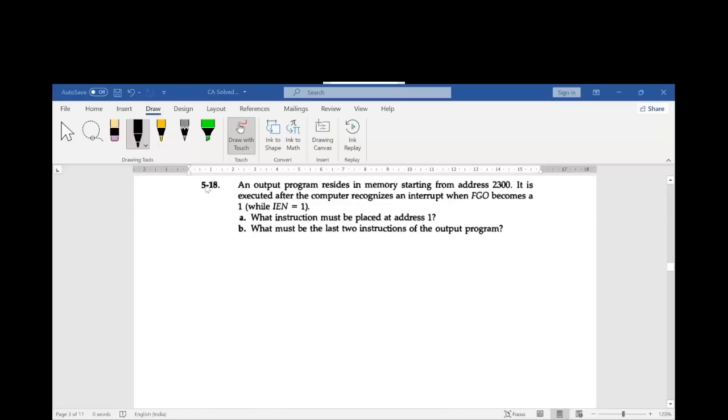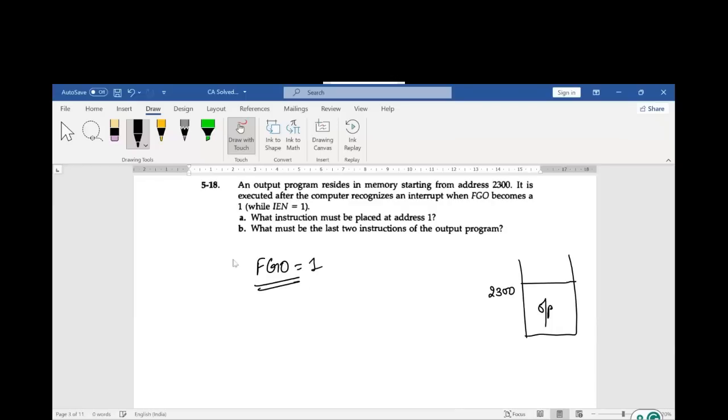Okay, let us see this one. An output program resides in memory starting from address 2300. Okay, so this is related to your IO, interrupt cycle you studied, right? So let us see that quickly. So here what is said is that you have your output program and its starting address is 2300. It is executed after the computer recognizes an interrupt, when FGO becomes 1. Now we are saying that FGO is 1.